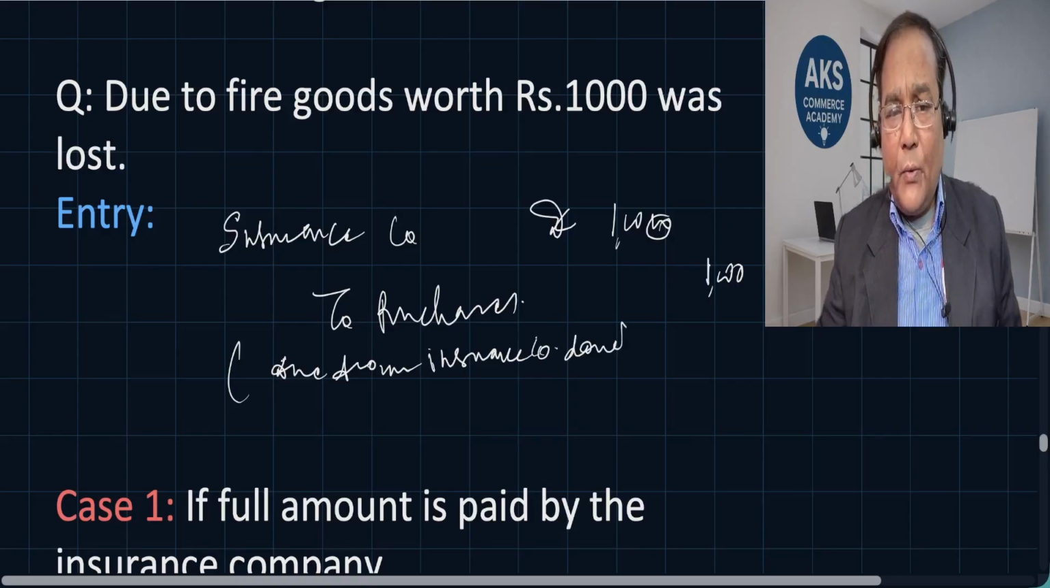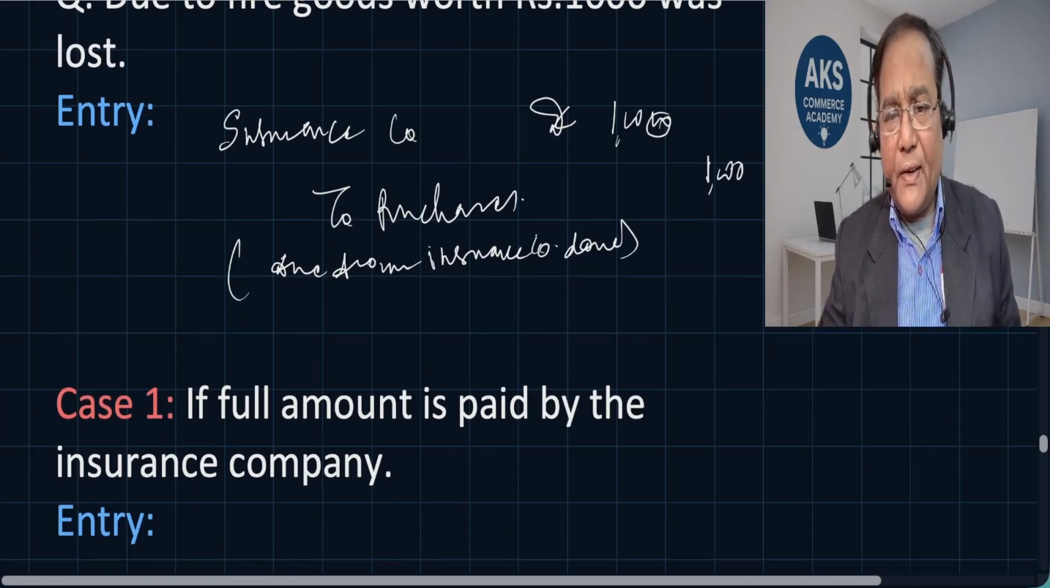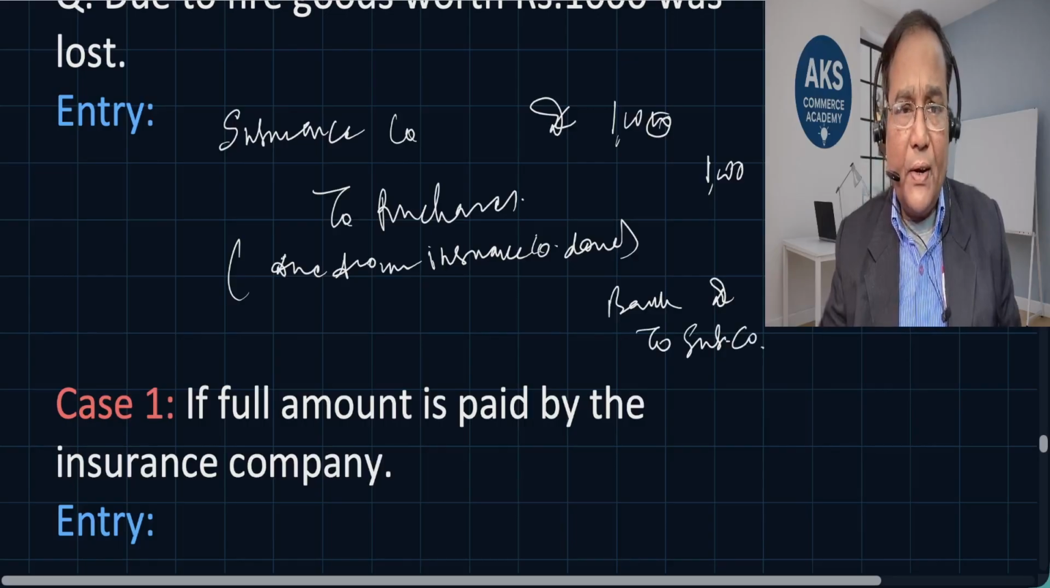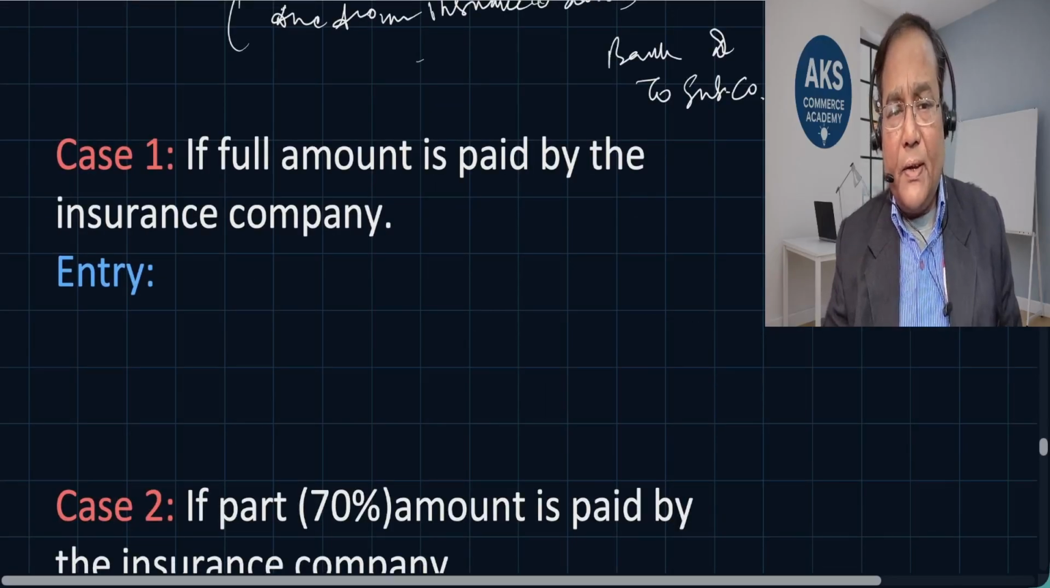Now, when the insurance company makes us payment, maybe by check or cash, we will pass an entry called bank account debit, bank debit to insurance company. I hope it is clear. Case: if the full amount is paid by the insurance company.